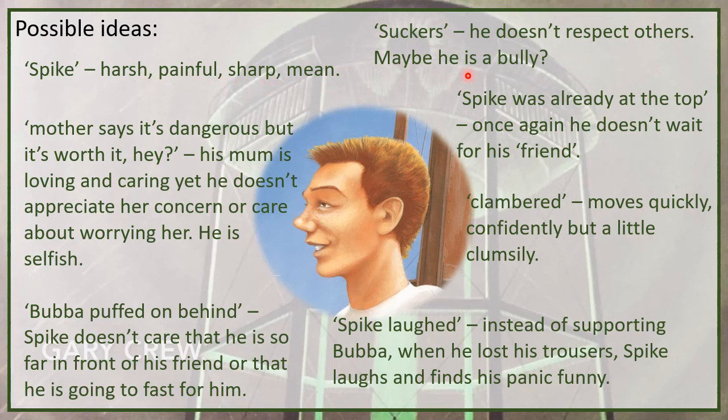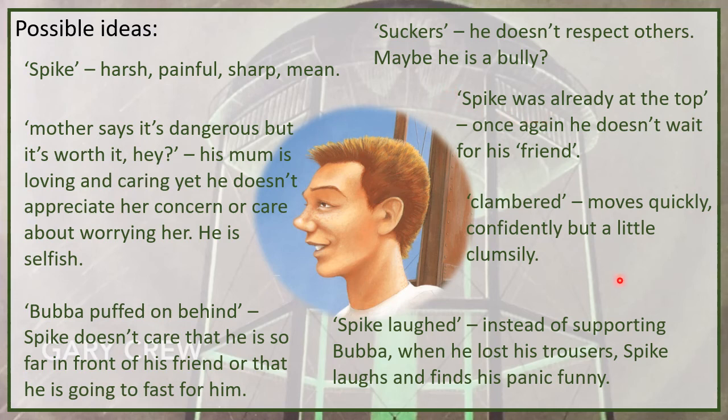The fact that he's a bit of a bully comes from the word suckers, when he grins down on the town. It says that he doesn't actually wait for his friend. I put friend in loose quotation marks, like friend, really? That's because it said Spike was already at the top. He has no clue, and really I could have put Bubba puffed on behind.